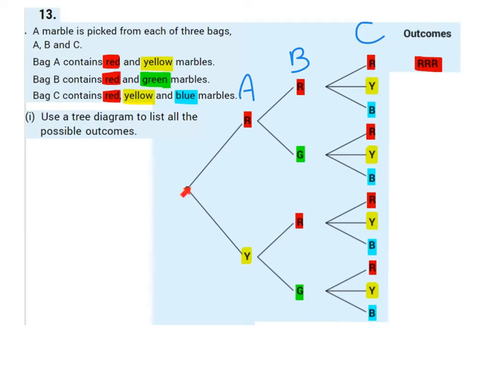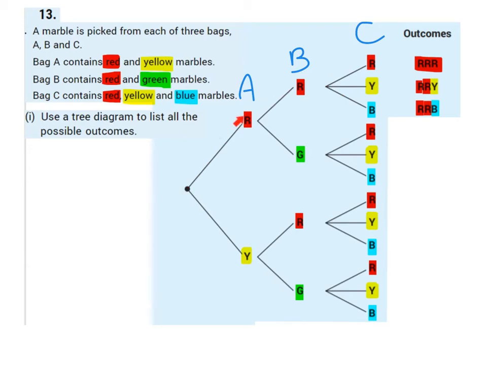Or we could have chosen red from A, red from B, and yellow from C. So RRY. Or we could have chosen red from A, red from B, and blue from C. So RRB. And they are all the possible outcomes if we had chosen red from bag A and red from bag B.